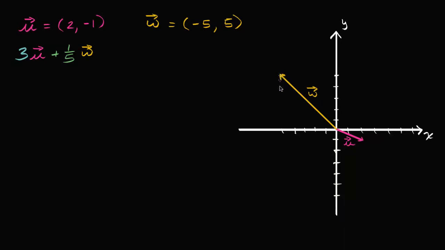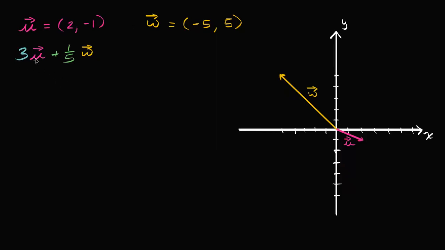Now, given these two vectors, what we want to do is evaluate what 3 times the vector u plus 1/5 times the vector w is. And I encourage you to pause the video and give a go at it. Well, 3 and 1/5 are scalars. They are going to scale these vectors, and we're going to see that happen visually.